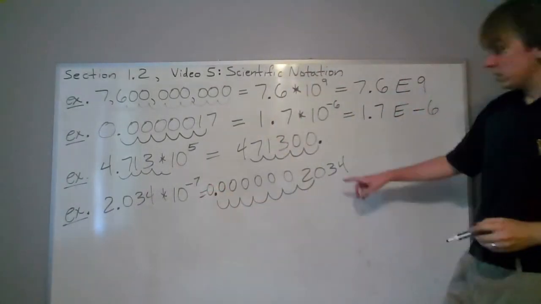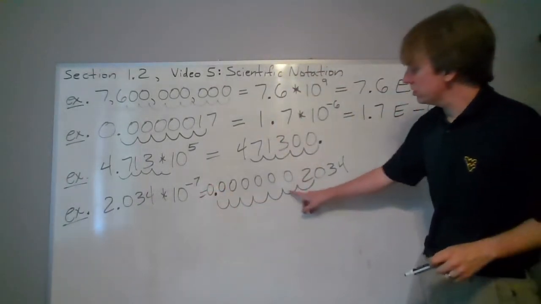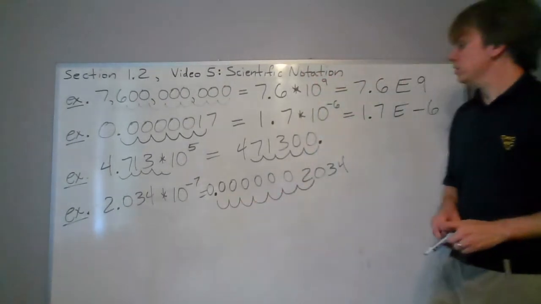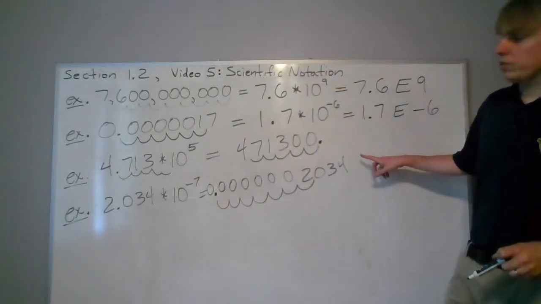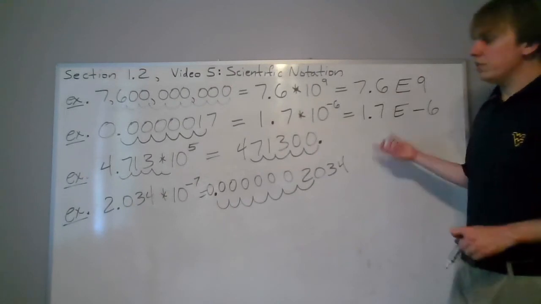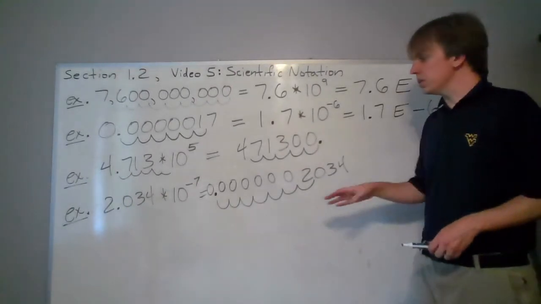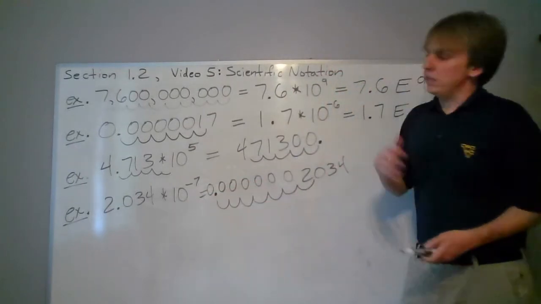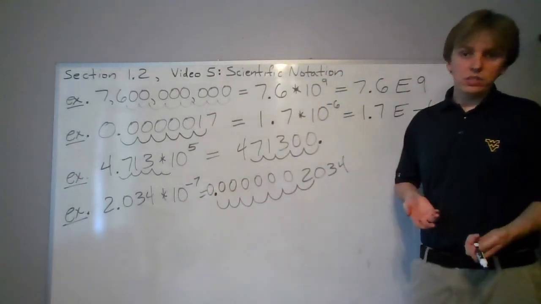Okay, so let's double check that I moved 7 places. 1, 2, 3, 4, 5, 6, 7. Okay, so there is 2.034 times 10 to the minus 7. Obviously, scientific notation is going to be a little easier to work with. It's also going to be a little bit easier for us to figure out if two numbers are bigger or smaller than each other.